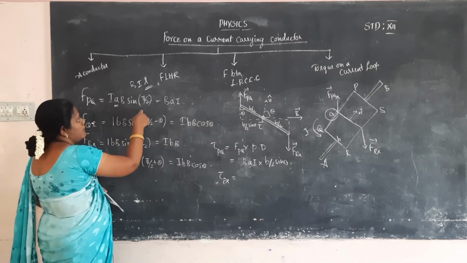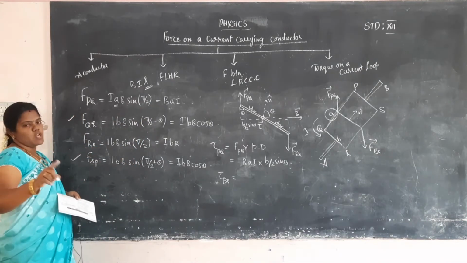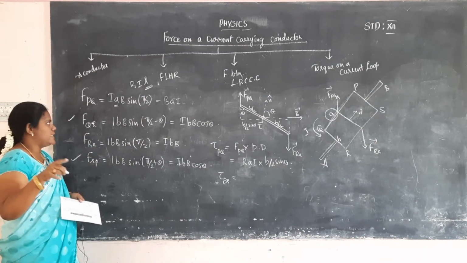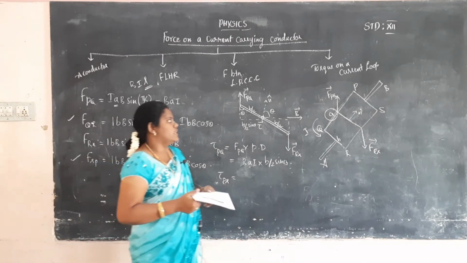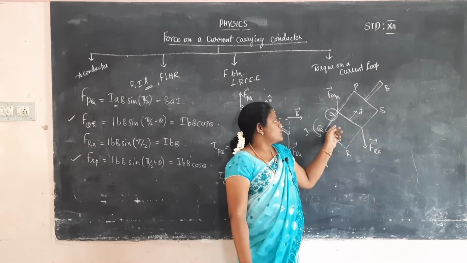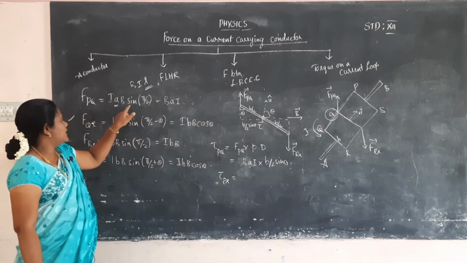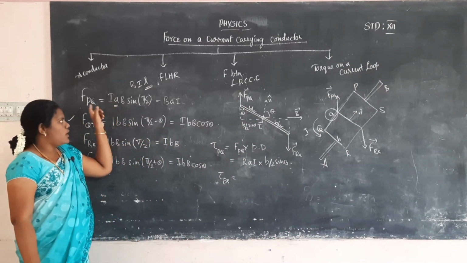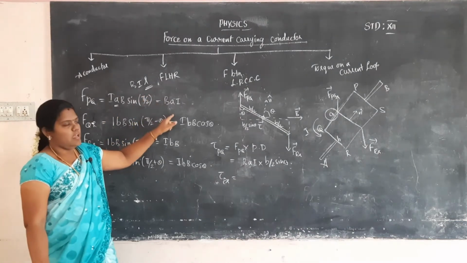Times sin pi by 2. Sin pi by 2 is sin 90, and the value of sin 90 is 1. The angle is taken as 90 degrees because this arm is perpendicular to the normal line. So the force acting on the PQ arm is equal to BIa.